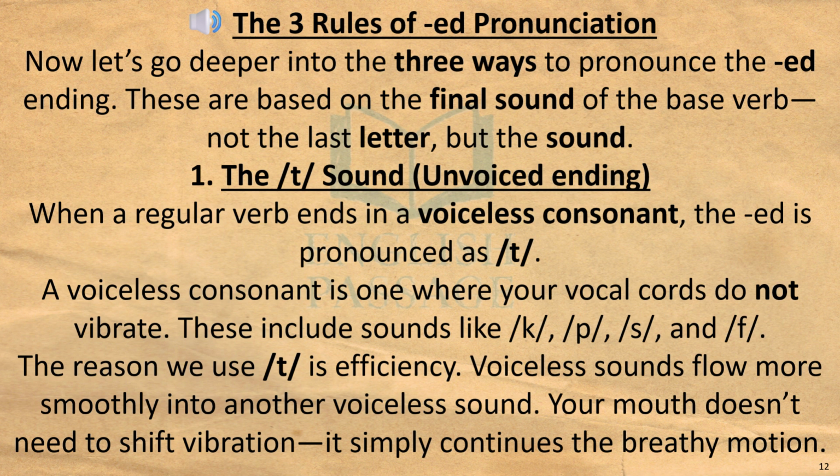1. The T sound, unvoiced ending. When a regular verb ends in a voiceless consonant, the "ed" is pronounced as T. A voiceless consonant is one where your vocal cords do not vibrate. These include sounds like K, P, S, and F.